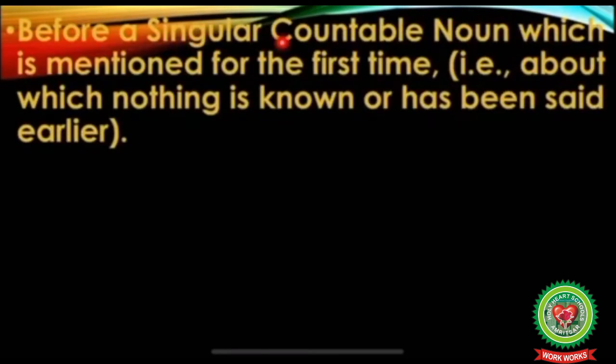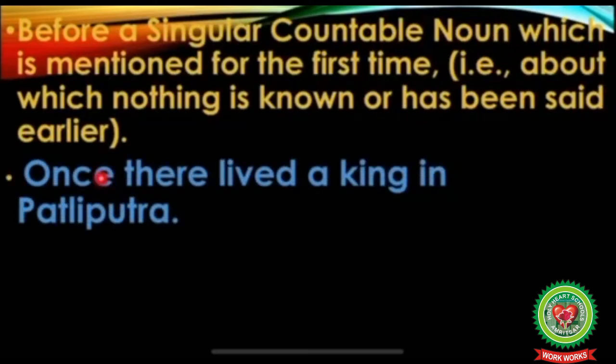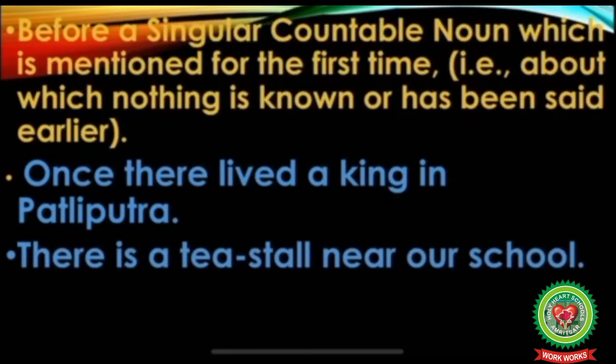Before a singular countable noun which is mentioned for the first time. So children, when a singular countable noun is mentioned for the very first time, then the article will be used, that is, about which nothing is known or has been said earlier. See here an example. Once there lived a king in Patliputra. Here, a king, we have not talked about this king earlier, so a will come. This is the very first time this king is introduced, so a will be used.